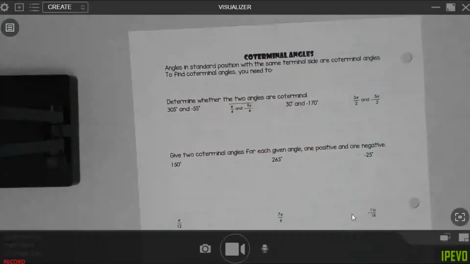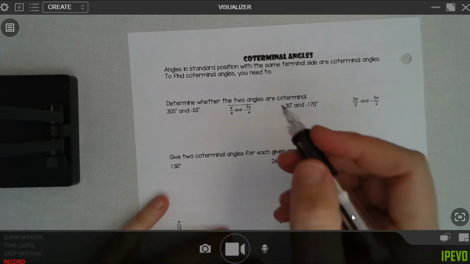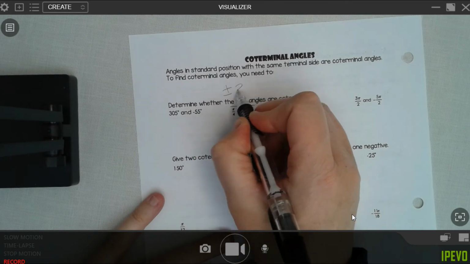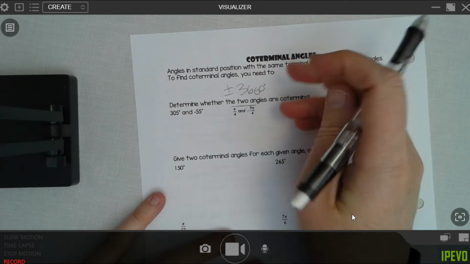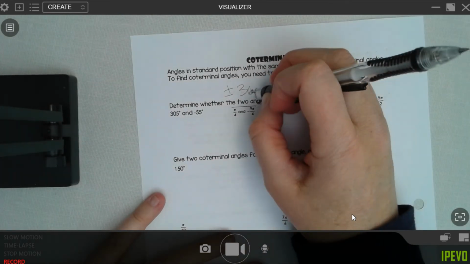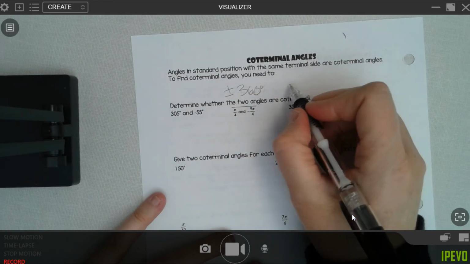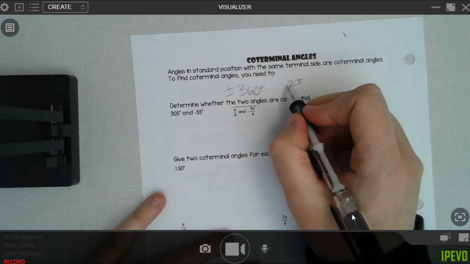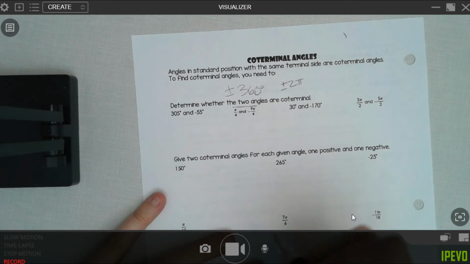So on the back, coterminal angles. Coterminal angles are angles that are off by 360 degrees from each other. So if it's degrees, you're going to add and subtract 360. And if it's radians, you're going to do 2 pi, because that's the same thing as 360 degrees.